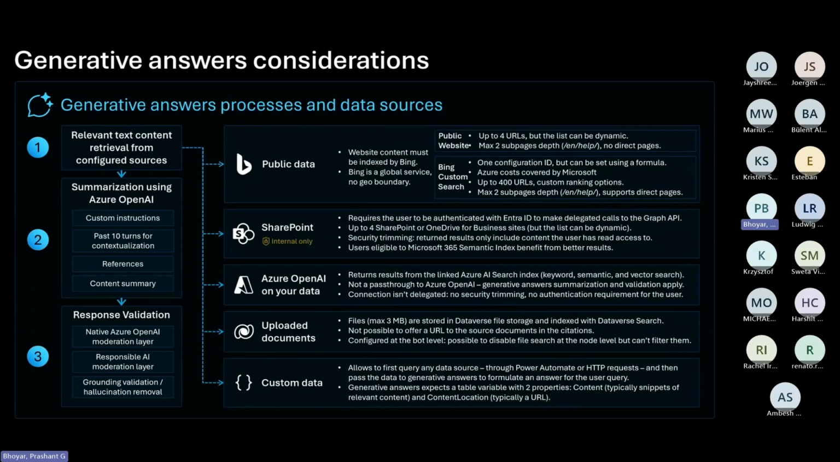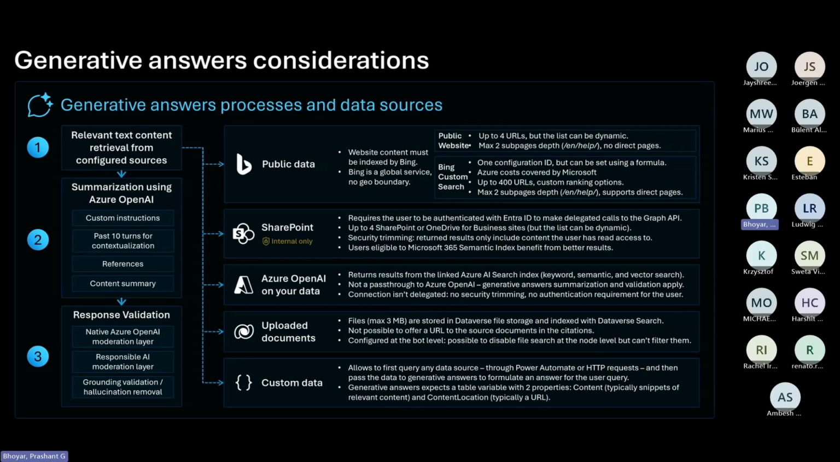However, these out-of-the-box options, using public data, a SharePoint Online site, or the third option of uploading the documents directly into Copilot Studio, have some limitations. For example, when you go with the public data, your website has to be indexed by Bing search, and you can provide a maximum of 4 URLs. And also the URLs have to be 2 levels deep.